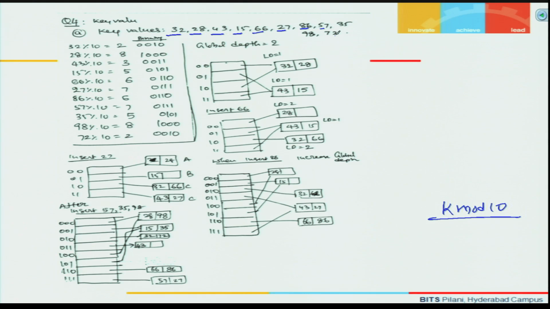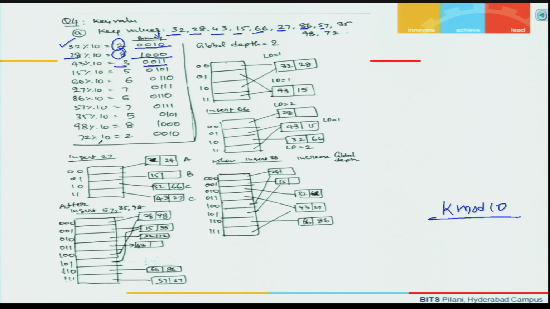Now when I apply the hash function on the first key value 32, it results in 2. What is the binary representation? For binary representation, let us assume that I consider 4 bits. 2 is 0010, this is called the hash value. For key value 28, the result is 8 and it is 1000. For 43 it is 3, it is 0011, like that. For every key value I know the result of the hash function and the binary representation of that hash result.